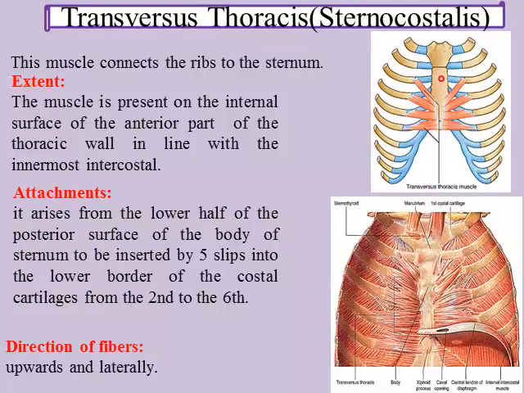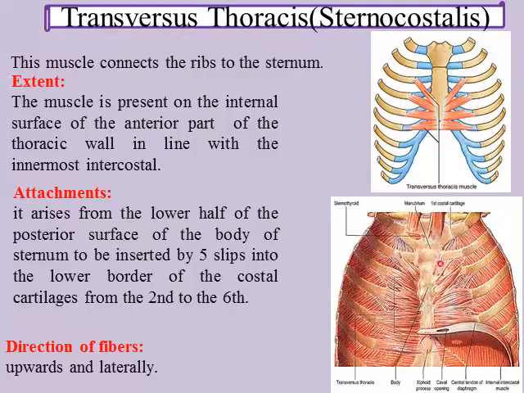Again, transverse thoracis arises from the inner surface of the sternum, the back of the lower part of the sternum, and arises by many digitations, 5 slips, to be inserted into the lower border of the costal cartilage from the 2nd to 6th. Here is the sternum, 5 slips. This is the manubrium, so the first one is the first rib, 2nd, 3rd, 4th, and 5th. First slip, 2nd slip, 3rd and 4th slip.